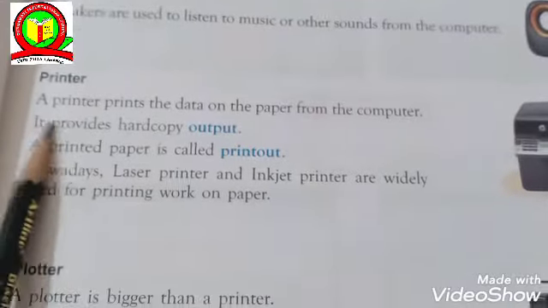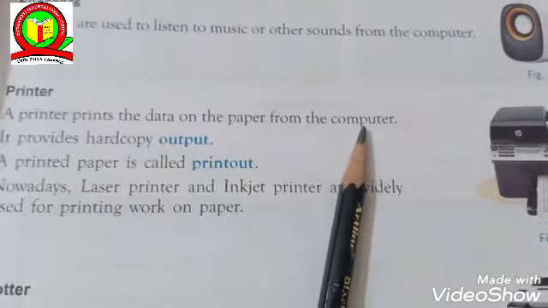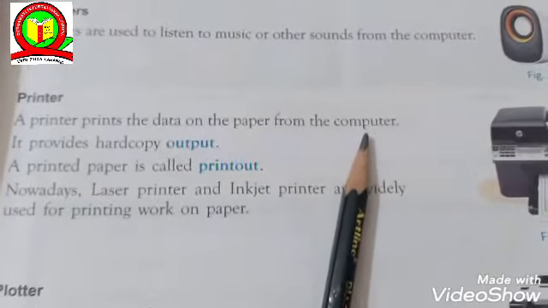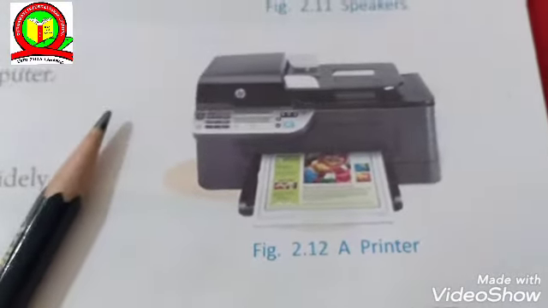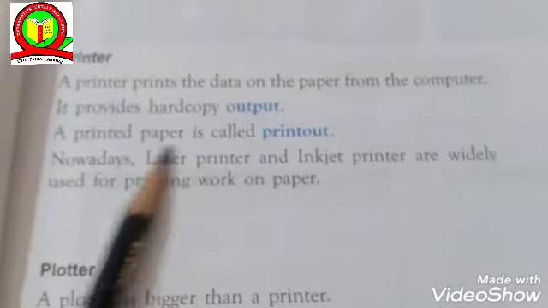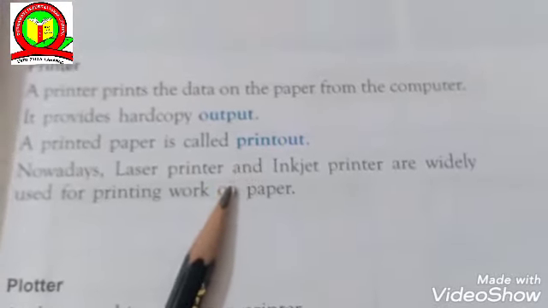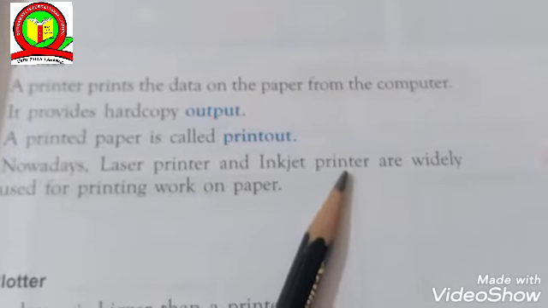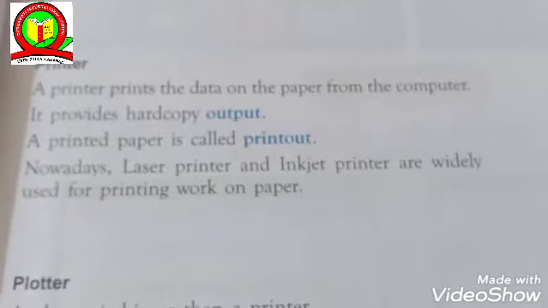Now printer. A printer prints the data on paper from the computer. So this is our printer. It prints the data on paper from the computer, and it provides hard copy output. A printed paper is called a printout. Nowadays laser printers and inkjet printers are widely used for printing work on paper.